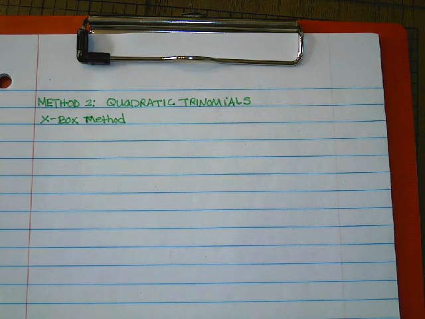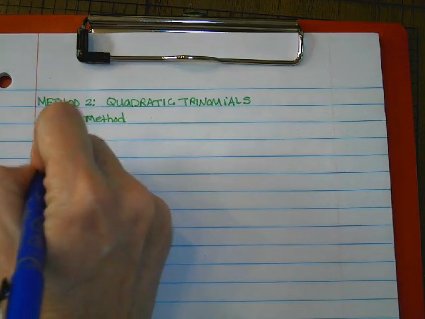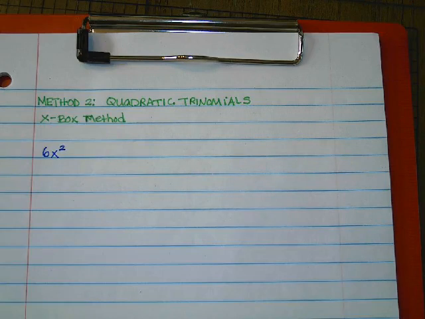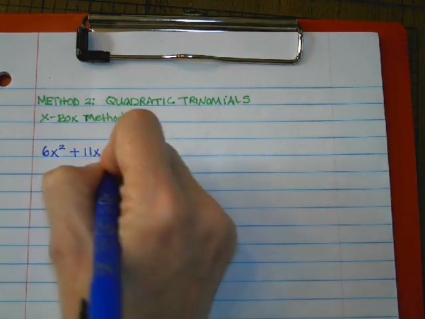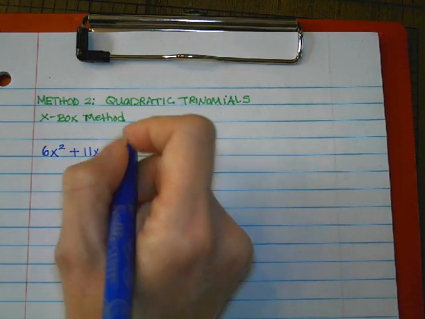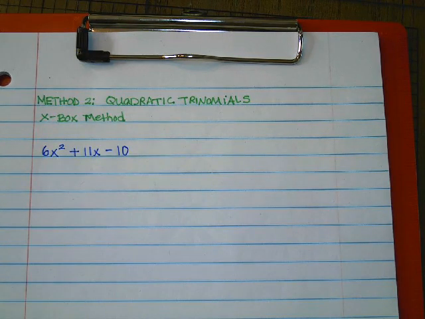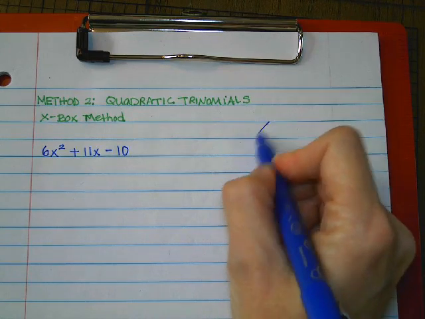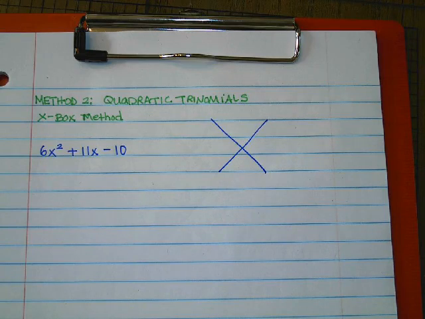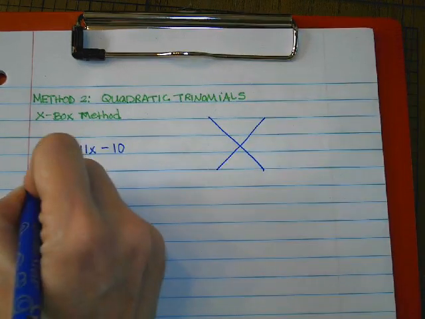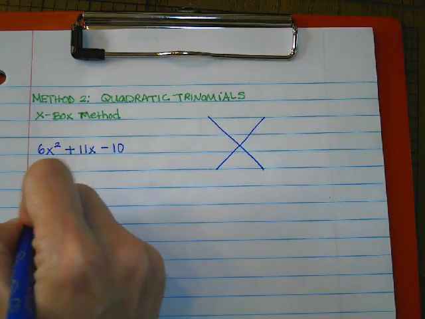All right, so we're going to use the example they provide for us, which is 6x squared plus 11x minus 10. First thing we're going to do is go ahead and create that X box. Beautiful. Remember from our previous notes, we're going to use the top as our A times C. So we first have to identify our A, B, C from the quadratic. So who is my A, my B, and my C value?